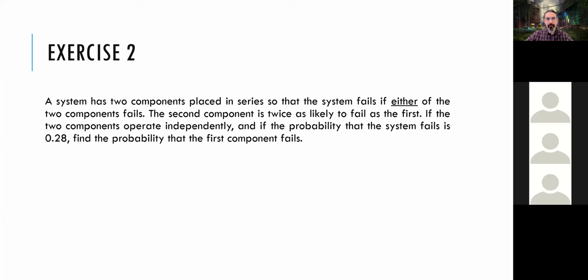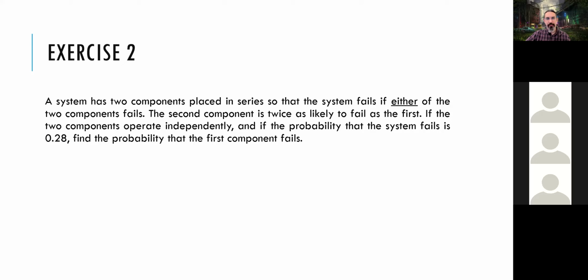A system has 2 components placed in series so that the system fails if either of the 2 components fails. These system questions are very common. They're especially common in the 3rd chapter, but this is one of those questions which can be answered in the 2nd chapter. So you will have to get used to them as well.